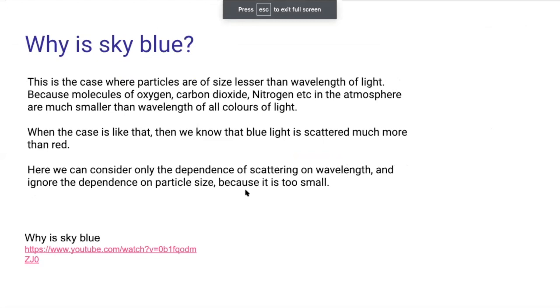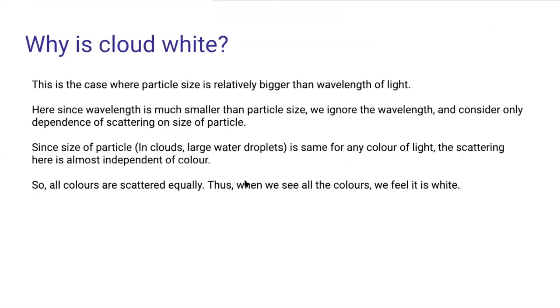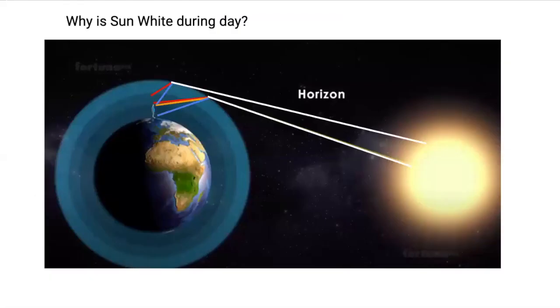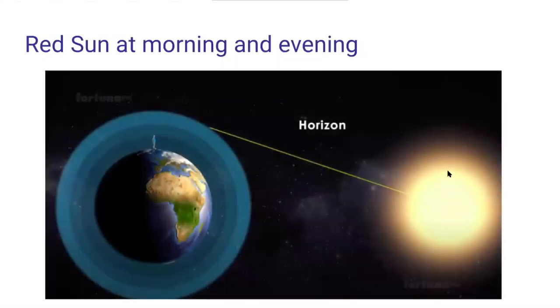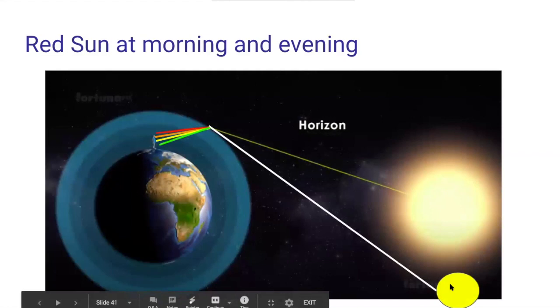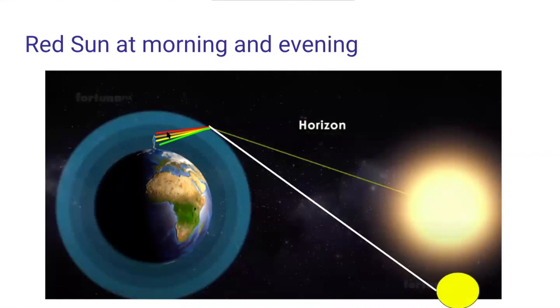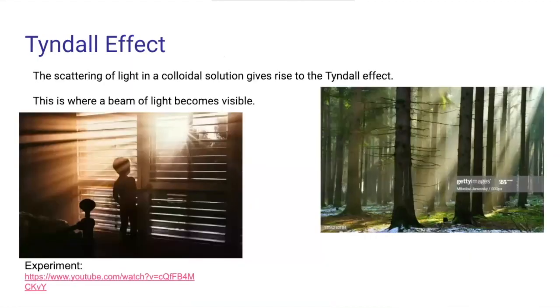We know why the sky is blue, because blue scatters more than red, so blue becomes much more spread everywhere, so blue we see. And why is the cloud white? Because here all the light is scattered equally, because the particle size is much bigger. And we know why the sun is white during the day, because all the colors reach us, because the sun is not very far. But in the evening, the sun is much lower in the sky, because of which it has to travel a longer distance. So blue and all will get scattered away, only red will reach us.